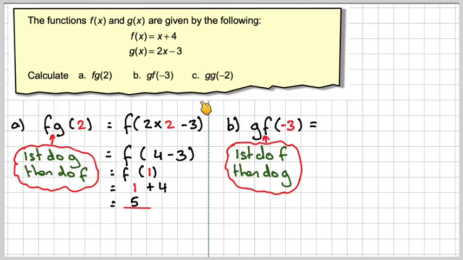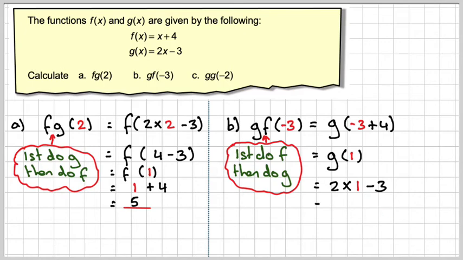So what is f? F is x plus 4. So we're going to write down a g because we haven't done that. And then we're going to do the f, which is x plus 4. So it's going to be minus 3 plus 4. So minus 3 plus 4 makes 1. So we need to do g of 1. So that now means substitute into here 1, which gives you 2 times 1, take away 3. Which is going to be 2 take away 3, which is minus 1. So gf of minus 3 will give an answer of minus 1.